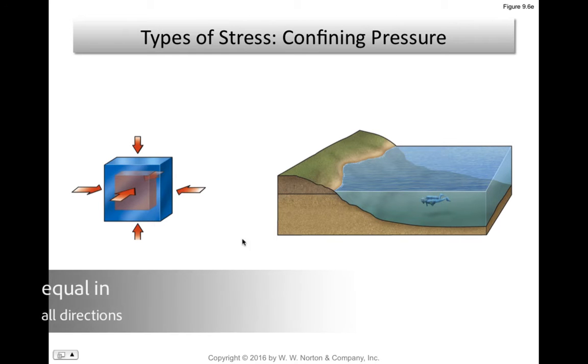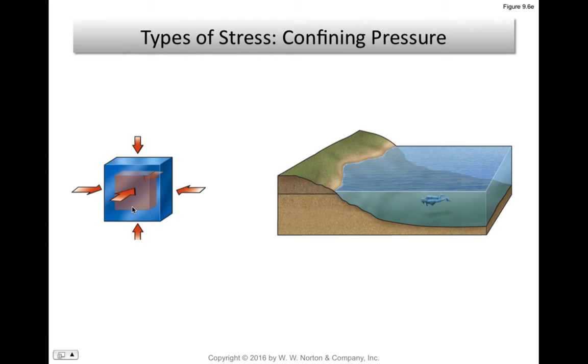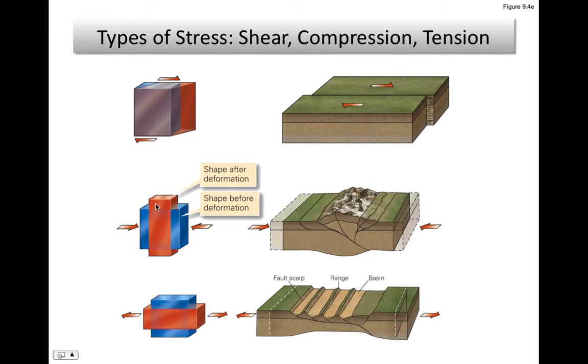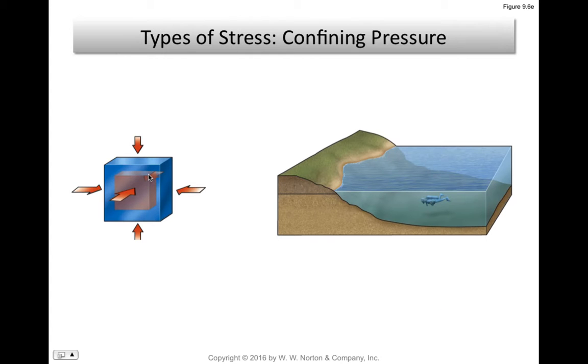Note that the arrows here are the same everywhere, so it's equal. There's no change in the overall shape other than a compaction. Note that it gets smaller, but it's not distorted. For example, in these others, we see distortion, right? There's distortion going on in these two, and even in this one, but in this one, there's no distortion. There's just this compaction. So that's what we call confining pressure.